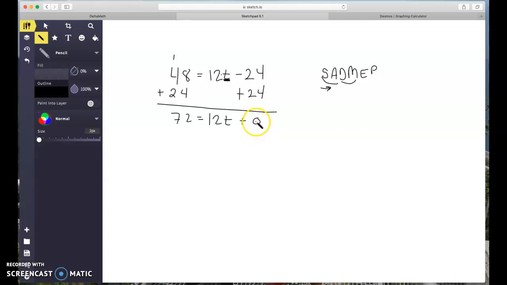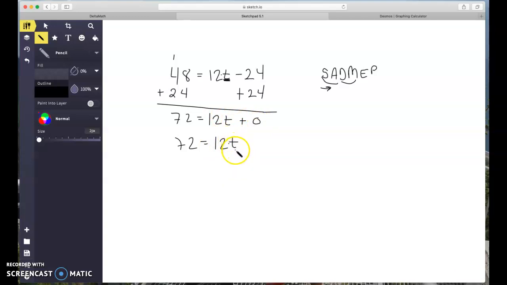really good check for yourself along the way, right? If I had accidentally subtracted 24, I would know negative 24 minus 24 gives me a negative 48, not 0, right? So it's just a really good self-check to keep in your process. All right, so 12t plus 0 is 12t.